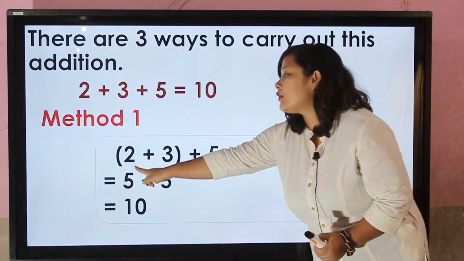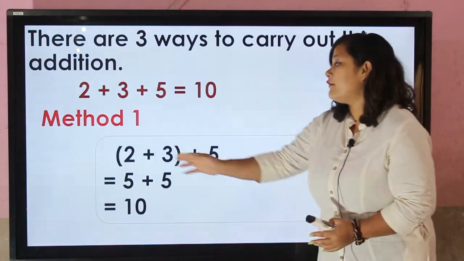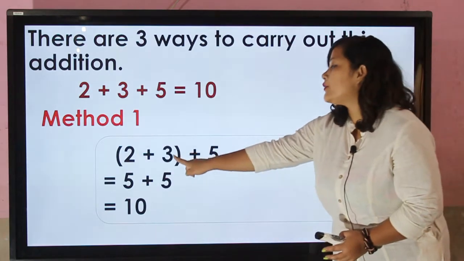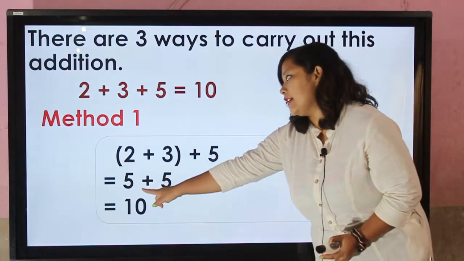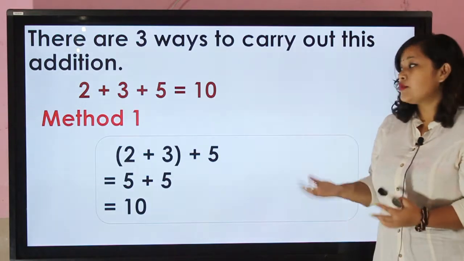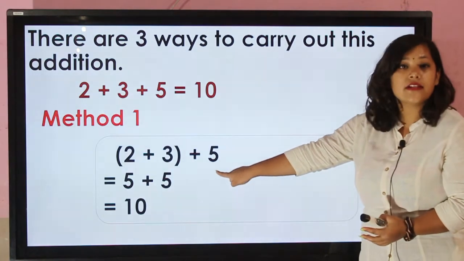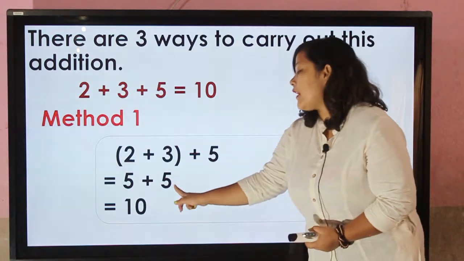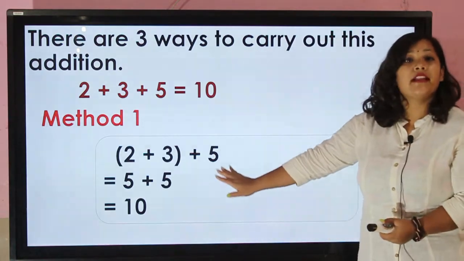First, we add the first number and the second number. First of all, we need to add the first number that is 2 and the second number that is 3. If we add 2 + 3, then we will get the sum 5. Now this 5 we add with the third number. The third number is 5. So 5 + 5 = 10. This is method 1.